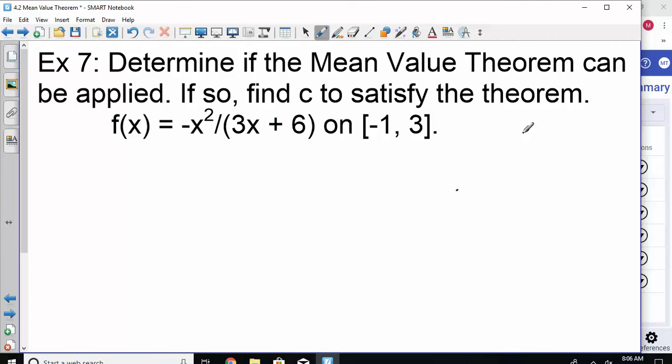First is that it's continuous. Keep in mind, this is negative x squared over 3x plus 6. So when you're looking at where it's continuous, you're really looking at where this would not exist. Where does this not exist? At negative 2. Is that in my interval? No. So you could just tell me it's continuous.